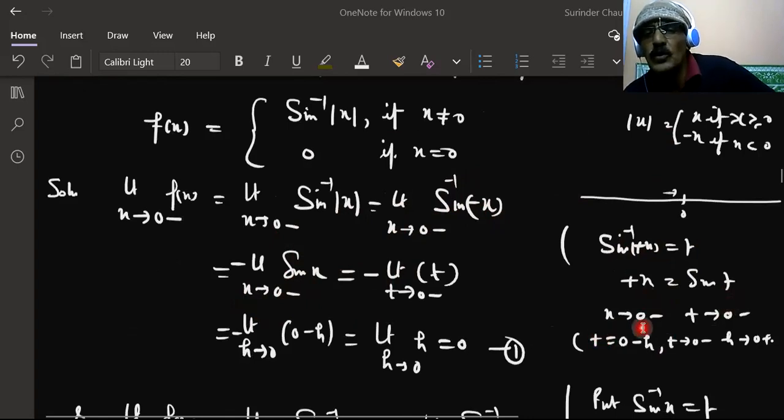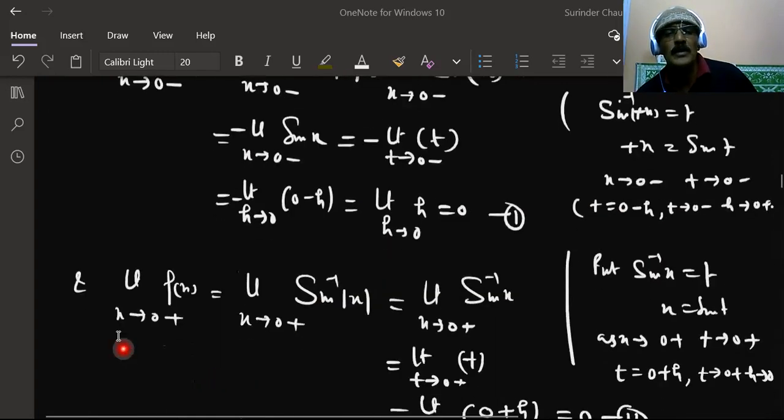As x tends to 0 from negative, t tends to 0 from negative. So this will be equal to the limit t tends to 0 from negative of t. Now make a substitution: as t tends to 0 from negative, put t equal to 0 minus h, where h tends to 0 from positive. So this is equal to minus limit h tends to 0 of (0 minus h), which is equal to plus h, and the limit is 0.